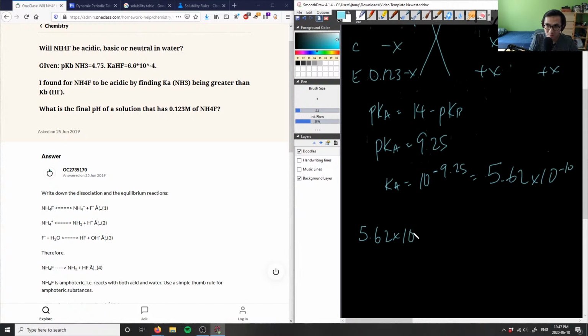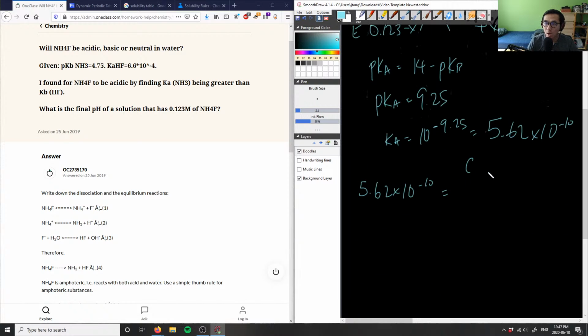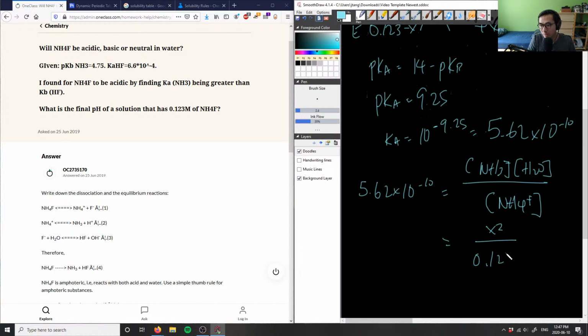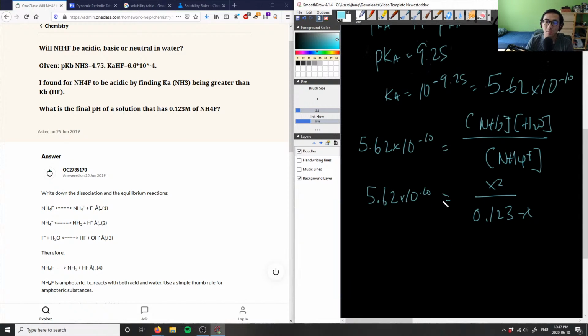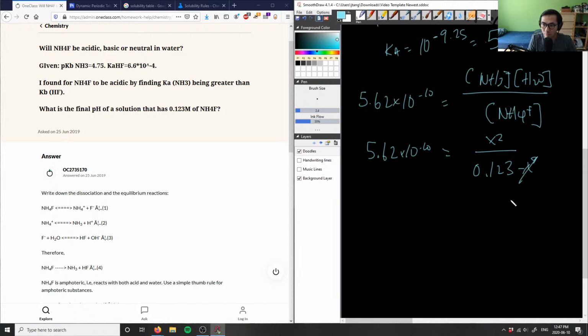Sorry, this is negative 10. So this is going to be the concentration of ammonia, NH3, and hydronium divided by our concentration of ammonium. We know that this is x squared divided by 0.123 minus x. I'm going to use a small x approximation again, so this is going to go away. I'm simply going to multiply both sides by 0.123. So I'm going to get 6.92 times 10 to the negative 11 on this side.